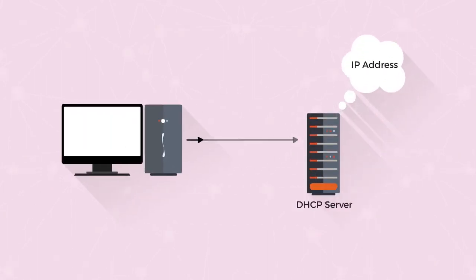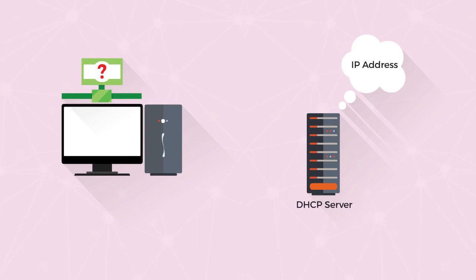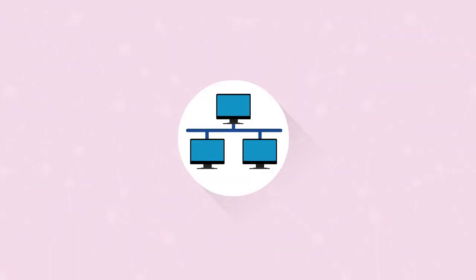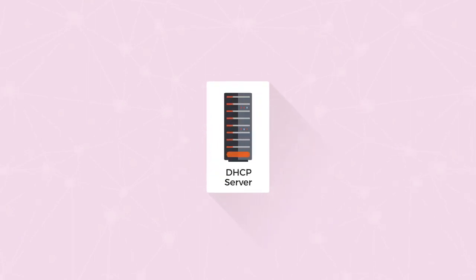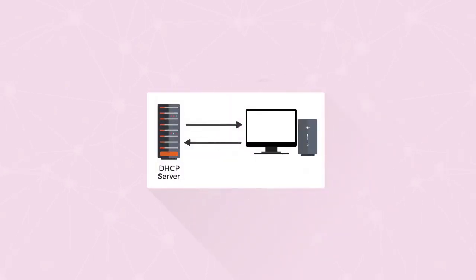When it initializes, if it is requesting an address, it must not yet have an address. Therefore, it can't really communicate. So it initializes just a minimal version of TCP/IP with the ability to do little more than broadcast to everyone, can somebody please supply me with an IP address? As long as there is a DHCP server in that subnet, it will hear the broadcast because everyone hears the broadcast and it will respond back to the source.